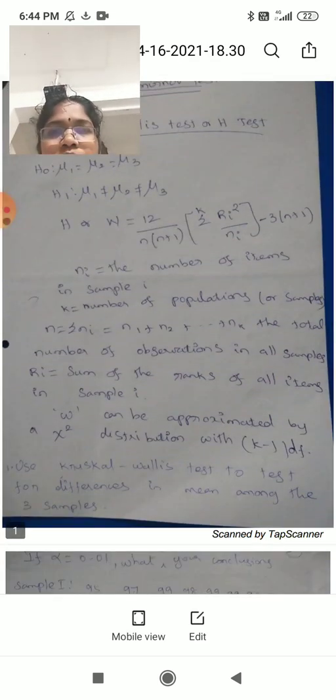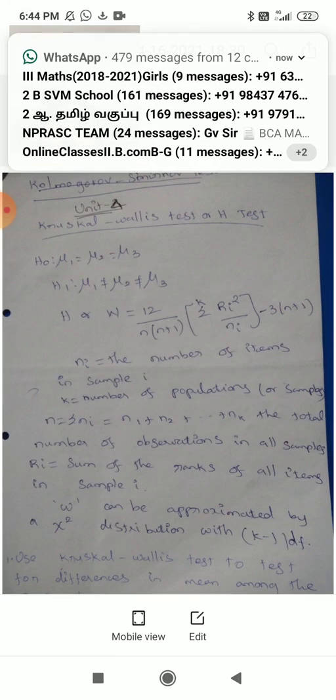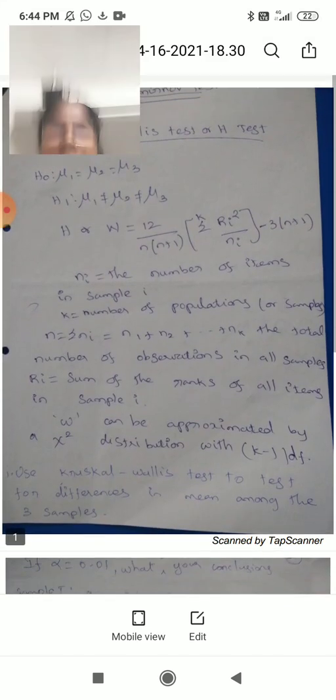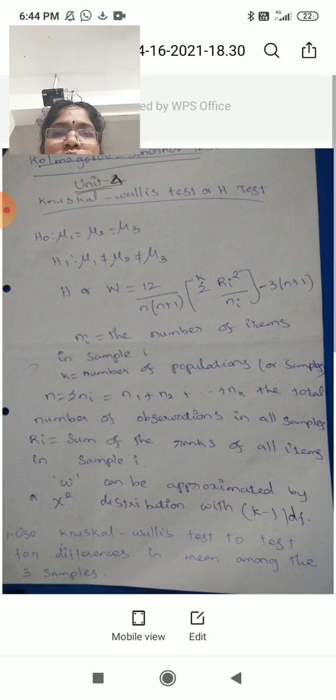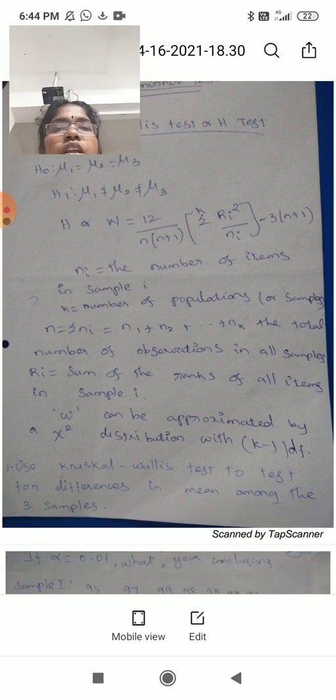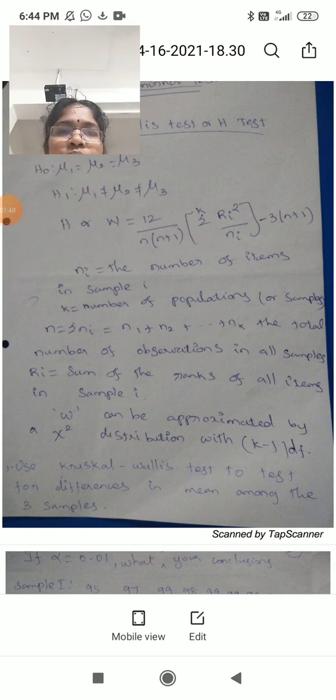H naught is mu1 equal to mu2 equal to mu3, and H1 is mu1 not equal to mu2 not equal to mu3. Here H naught is the null hypothesis and H1 is the alternative hypothesis. The formula is W equal to 12 divided by n into n plus 1, into summation over k of Ri squared by ni, minus 3 into n plus 1.